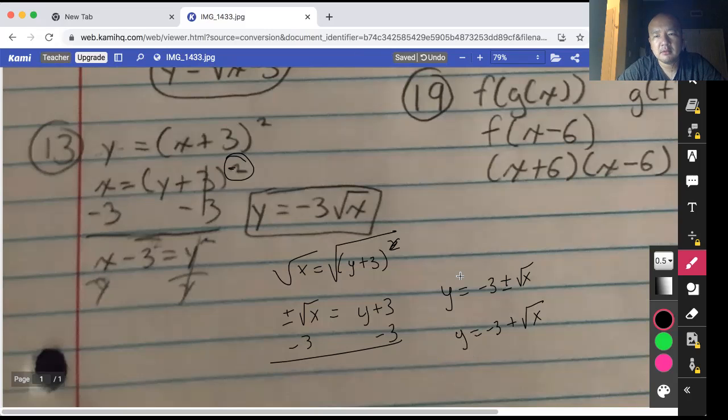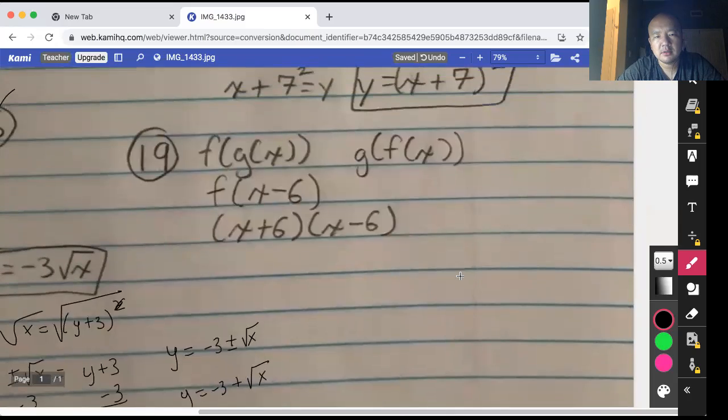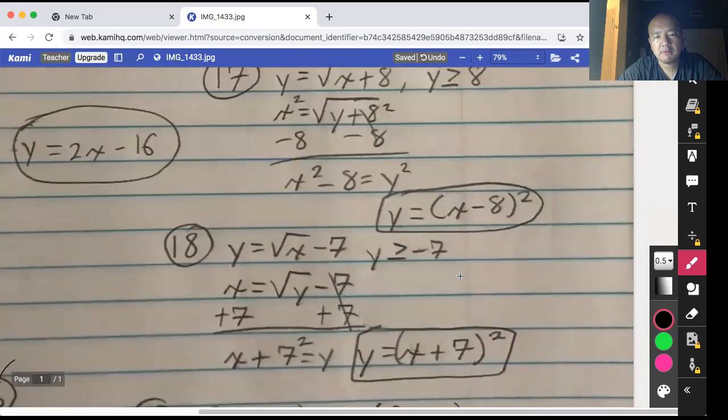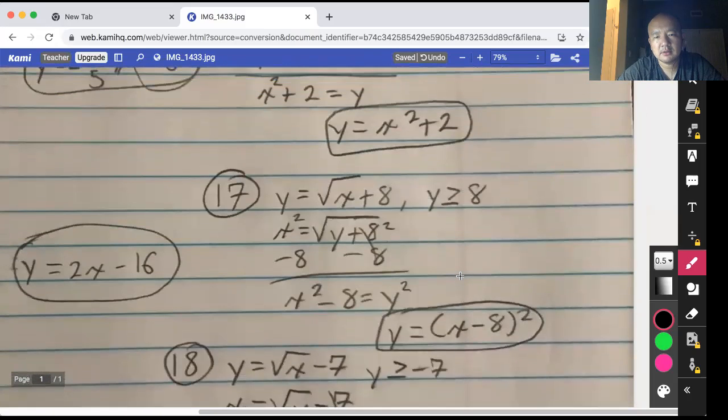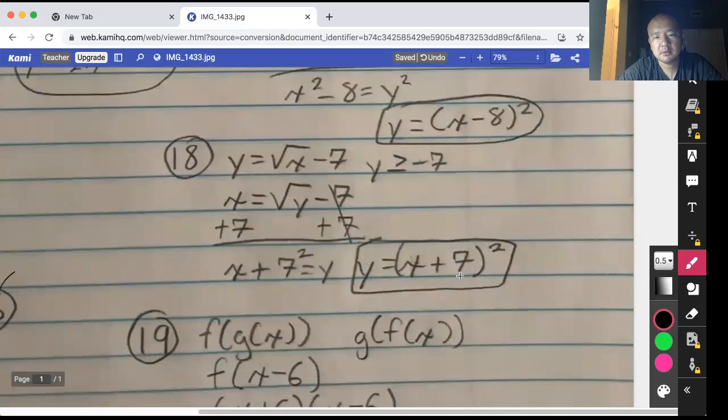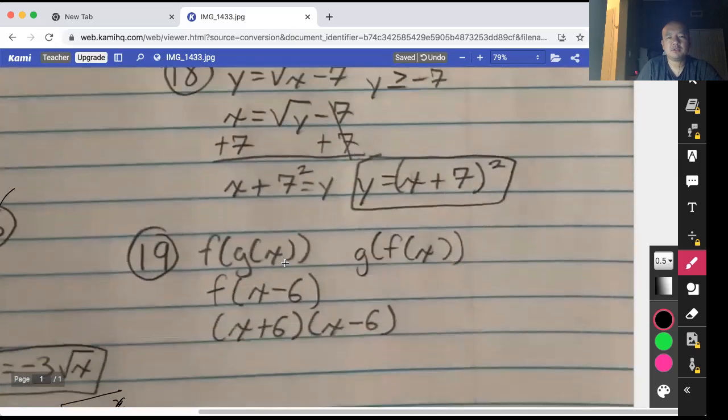For number 19, what you need to do is, where's the f of x and the g of x? Do one of those problems. So if you get the g of x, I'm thinking the g of x is x minus 6, and then the f of x is x plus 6. I'm assuming that. So you have to see if they're inverses of one another.